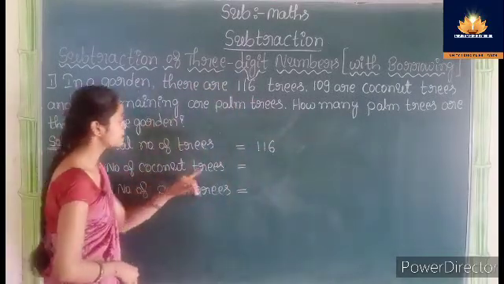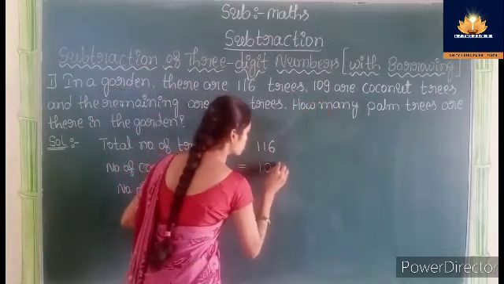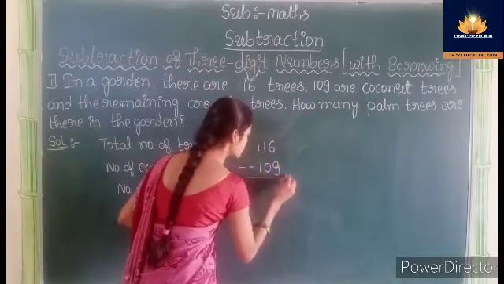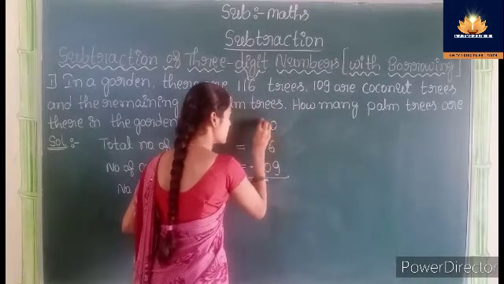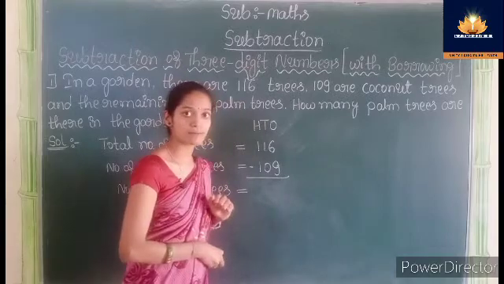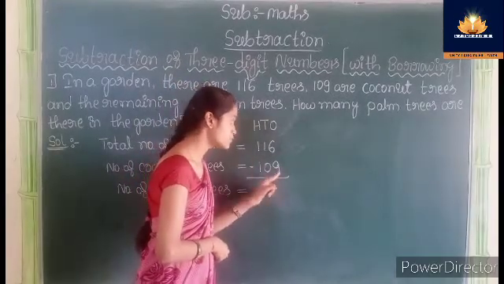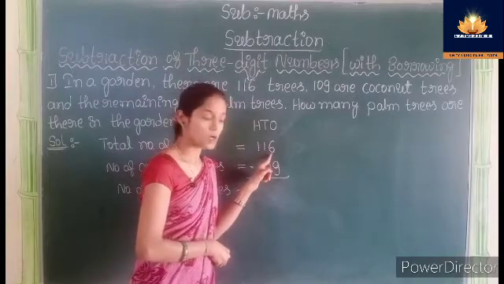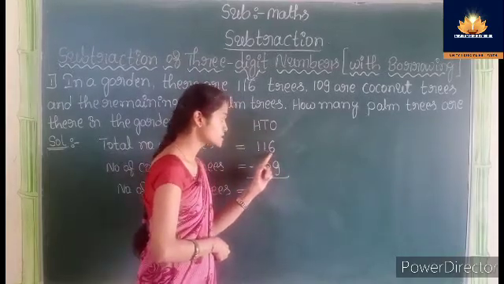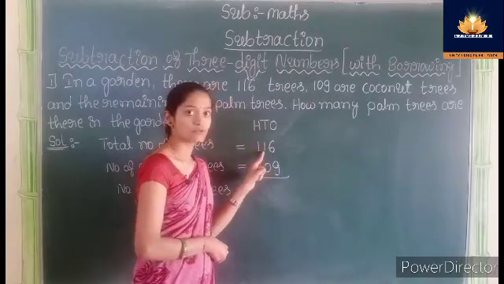Number of coconut trees, 109. We have to subtract now. This is ones place, tens place, and this is hundreds place. First we have to subtract ones place, but we cannot subtract 9 from this 6 because 9 is greater than this 6. That's why we have to borrow 10 from this 110.